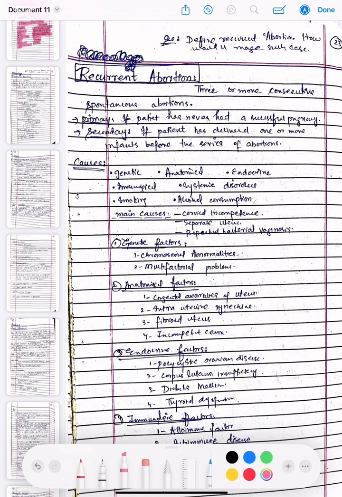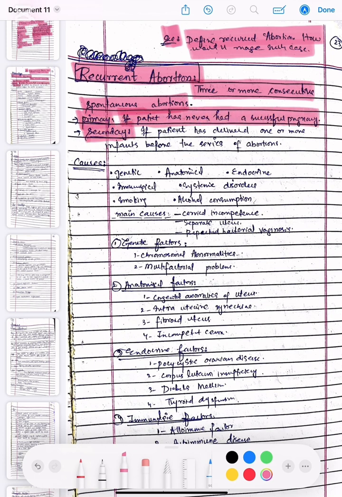Okay, now recurrent abortion. For recurrent abortion, we are having a scenario that define recurrent abortion and how you would manage such case. Recurrent abortion is 3 or more consecutive spontaneous abortions, and it is primary or secondary. Primary is if patient has never had a successful pregnancy, and secondary is if patient has delivered one or more infants before the series of abortion.